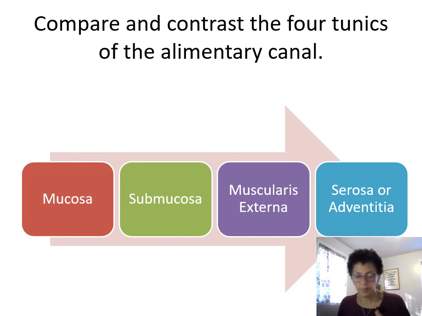serosa, it's the serous membrane, it reduces friction. Muscularis externa is smooth muscle. Submucosa is connective tissue that houses nerve endings and big blood vessels. Mucosa, well, it's epithelium and other stuff, and mucosa absorbs and secretes.